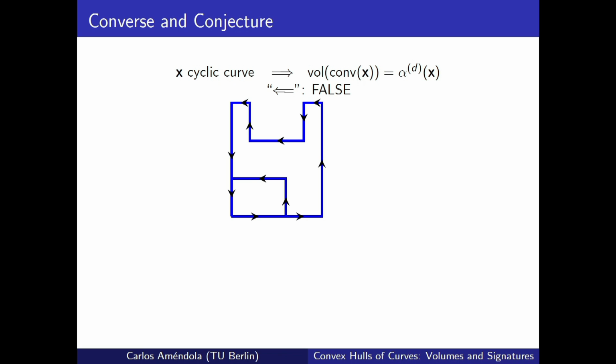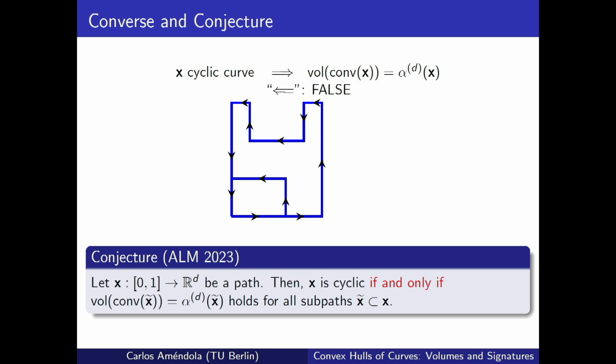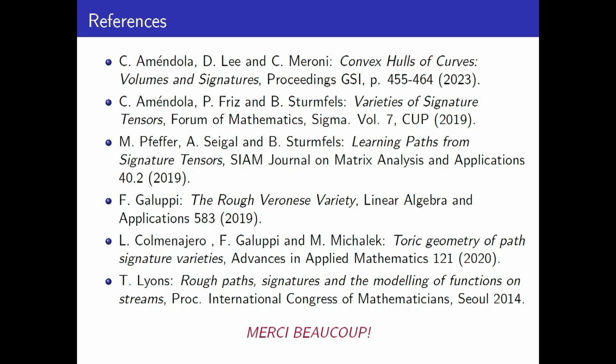So this is not the most general that we can have, but we conjecture that a curve will be cyclic if and only if the formula holds for every subpath that you can take. And so we believe this would be true, and there would be another characterization of cyclic. Okay, and the last open question would be, well, if you have a general curve, what does this mean geometrically, right? So what kind of signed volume is going on in higher dimensions? And so I leave you with some references, and thank you for your attention.